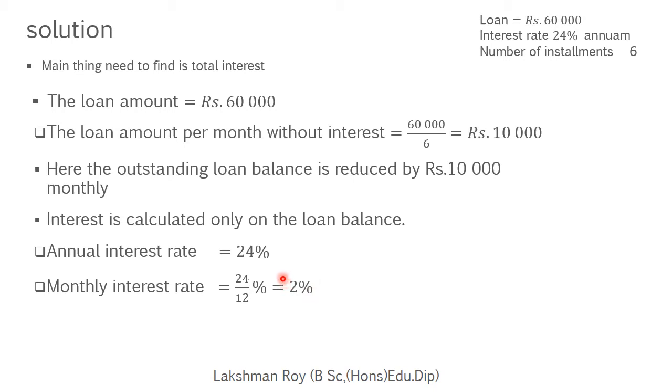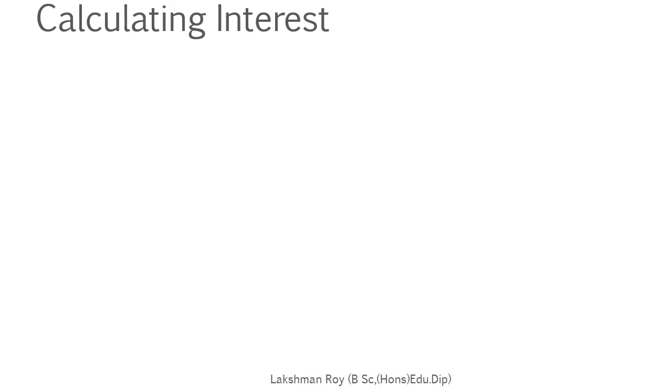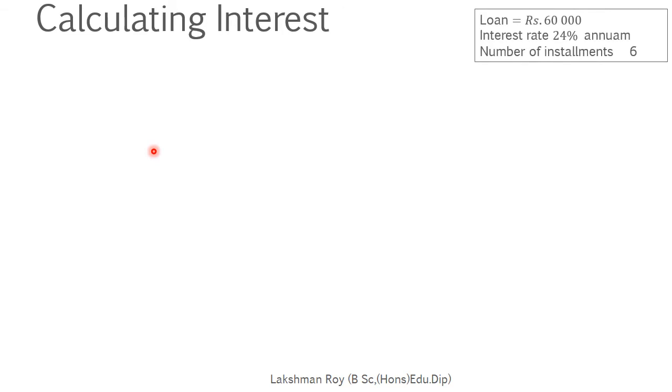Because we calculate interest month by month, for the 6 monthly installments we need the interest rate monthly. Now in this part I am going to explain how to calculate the interest part, only the interest part. Now you can see here the data given in the example.